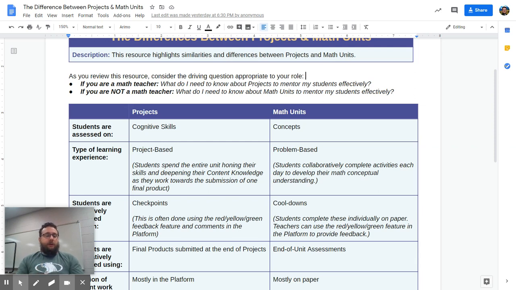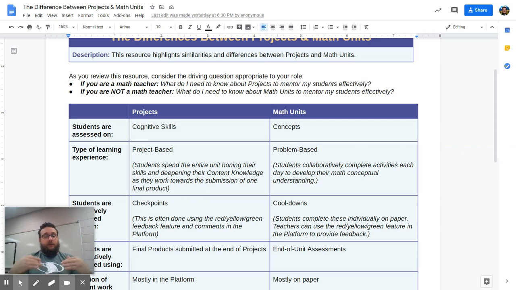Now, the type of learning that's done in projects is very project-based, and the students spend the entire unit developing skills. And yes, they deepen their content knowledge, but they do so in a real life application where the point is the development of those skills. And they work in successive steps towards the submission of a final product. Meanwhile, in math units, they work collaboratively to complete activities that focus on real life, day-to-day development of conceptual understanding of higher level math problems.